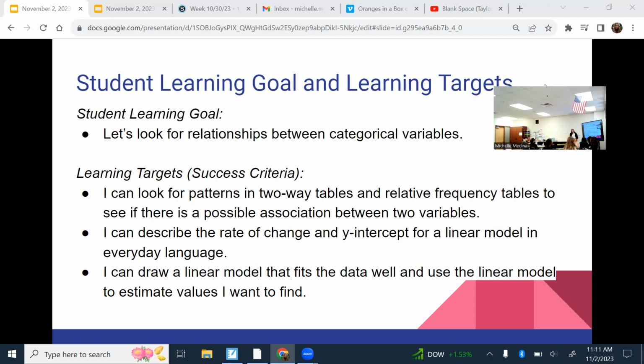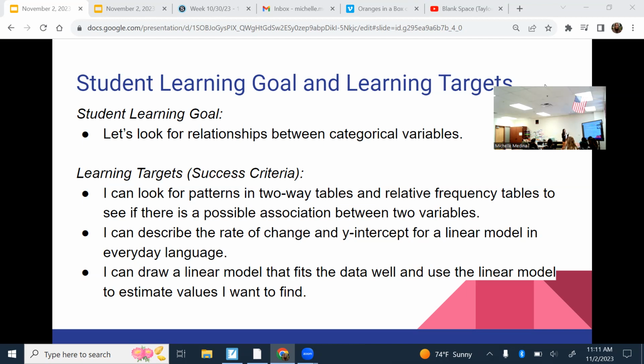What you need to be able to do now that you've gone through the lesson is look for patterns in two-way tables and relative frequency tables to see if there's a possible association or relationship between the two variables. So do you think that you could do that? Given a table, can you see if there is a relationship based on the numbers? When one increases, does another one increase? When one increases, does the other one decrease? That's basically the two options.